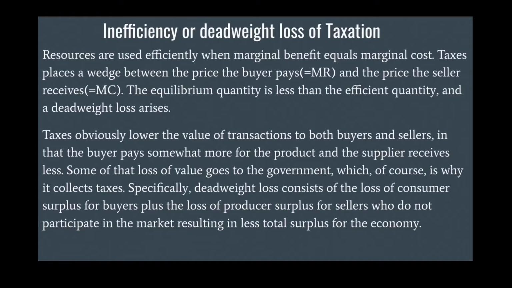Taxes obviously lower the value of the transaction to both buyers and sellers in that the buyer pays somewhat more for the product and the supplier receives less. Some of that loss of value goes to the government, which of course is why it collects taxes. Specifically, deadweight loss consists of the loss of consumer surplus for buyers plus the loss of producer surplus for sellers who do not participate in the market, resulting in less total surplus for the economy.